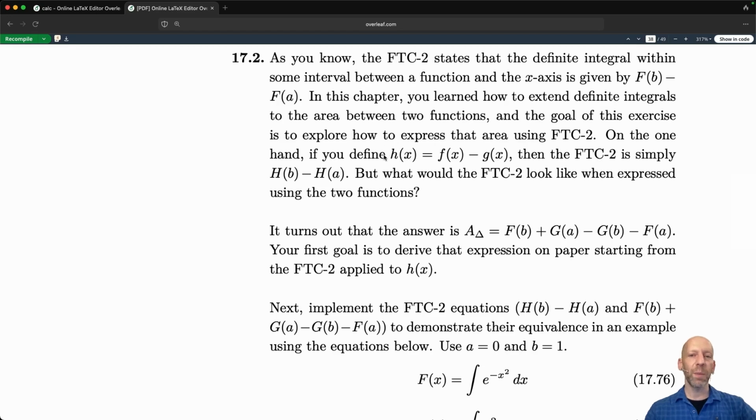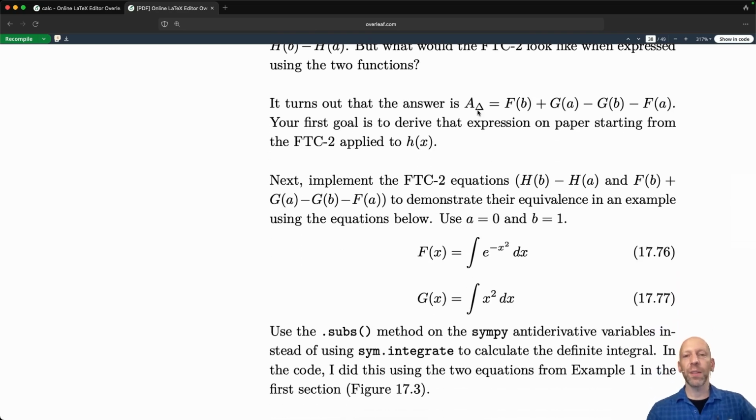Now, if we just think about function h, then the FTC2 is straightforward. It's still just a capital H, where capital H is the antiderivative of lowercase h. So h of b minus h of a. But what does the fundamental theorem of calculus part 2 look like when it's expressed using f and g, and not expressed using h as the difference between two functions?